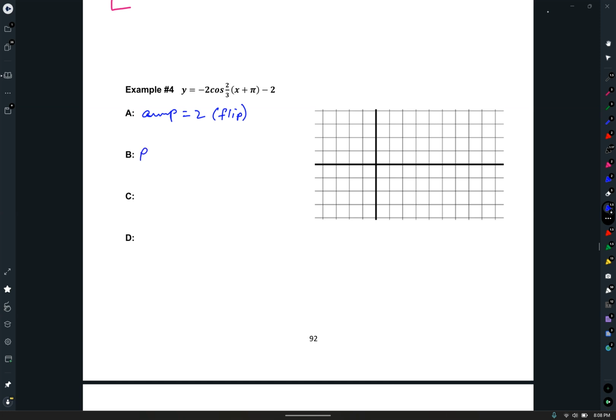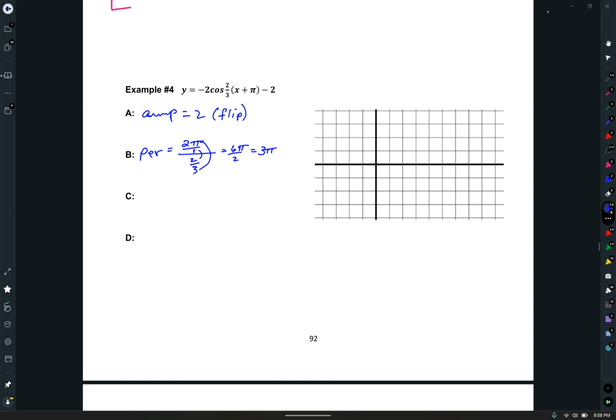Okay. The period is 2 pi over b, but notice b is 2/3. And remember how I told you the easy way I think to simplify is to think of this as a fraction. So I'm going to think of it as 2 pi over 2 over 3. So to simplify, the outer would be 6 pi over the inner, which comes out to be 3 pi. I just think that's the easiest way to divide by a fraction.